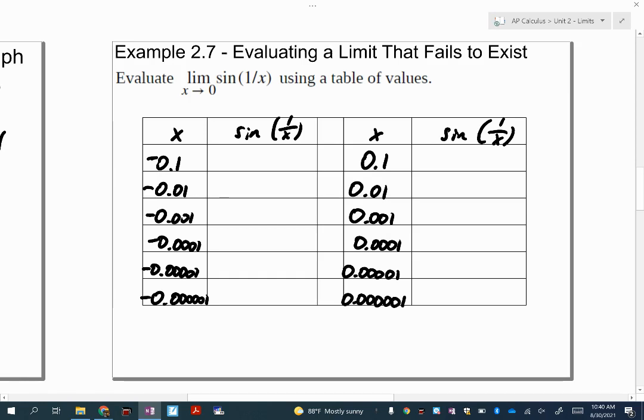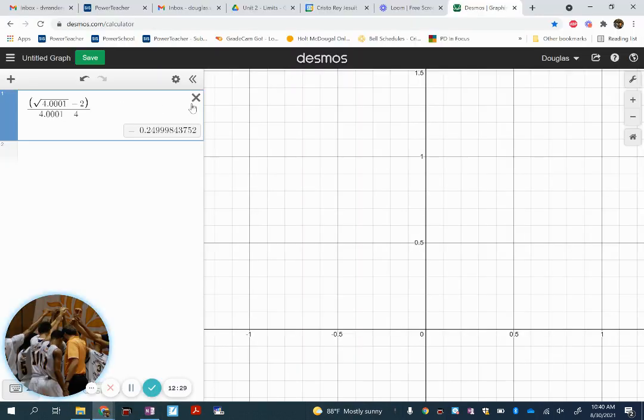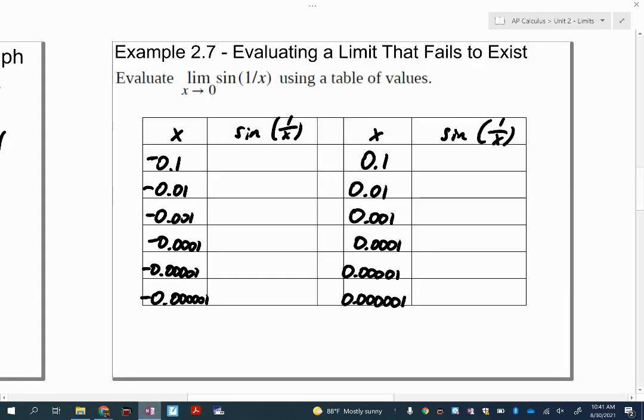All right, so let's use Desmos. See what happens as we plug in numbers from the left and right of 0 into the sine of 1 over x. So we have sine of 1 over negative 0.1. You get 0.544. I'm going to change it to negative 0.01, 0.506. Oh my goodness, look at these numbers. Let's go back to the first one. 0.544.